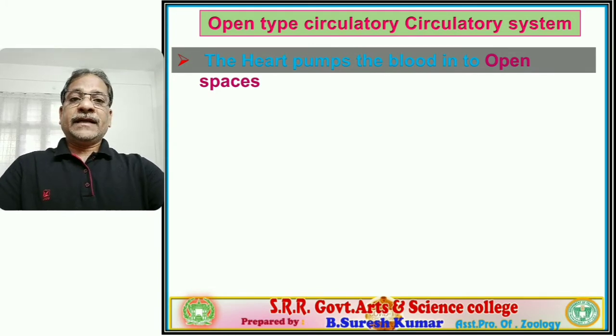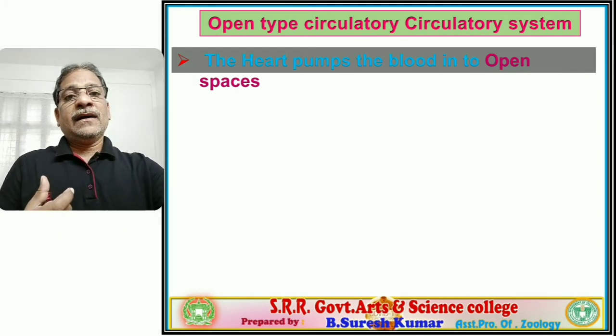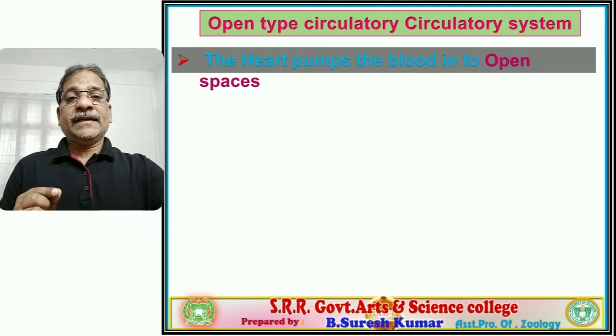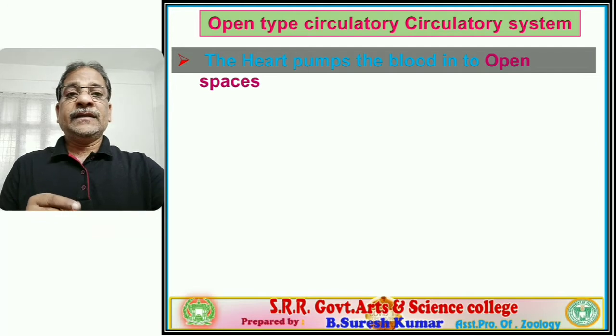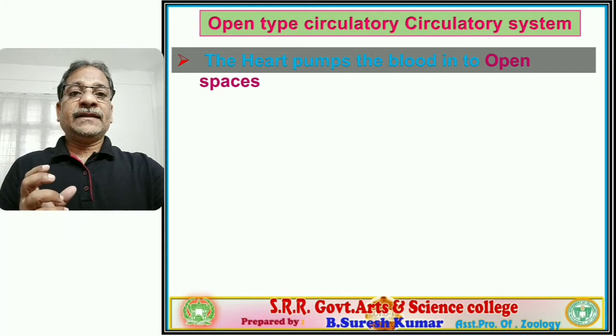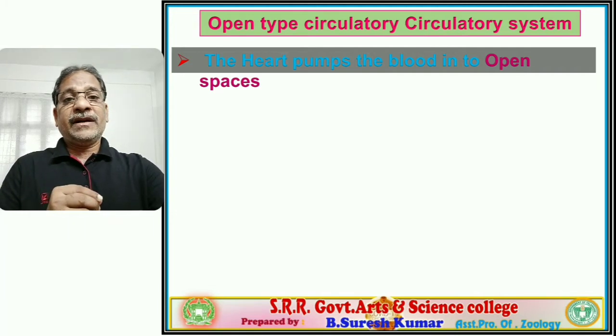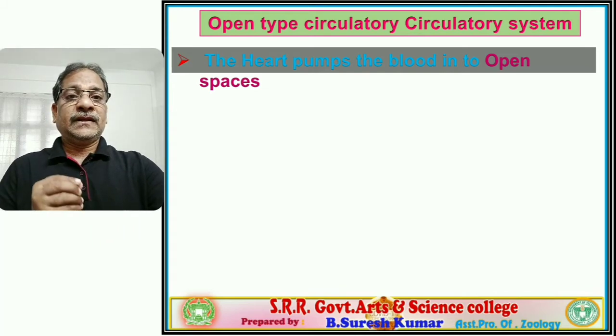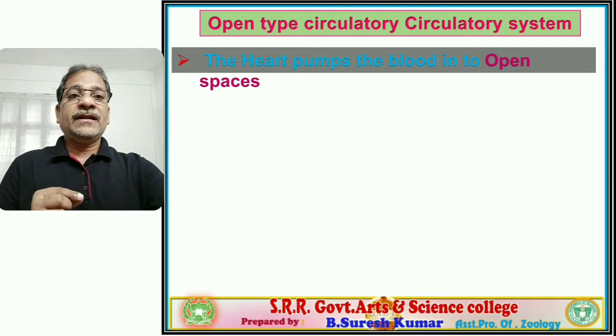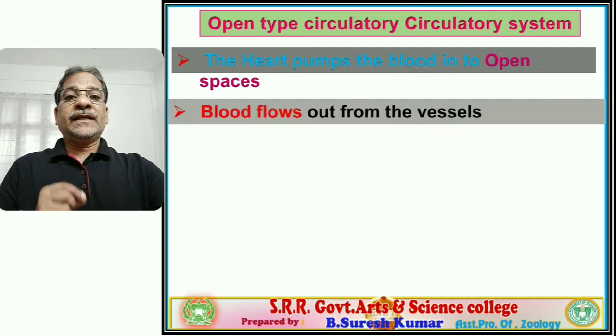Next, in the open type of circulatory system, the heart pumps the blood into empty spaces, open spaces. So in these individuals, inside the body around the gut, an open space remains, the space between the body wall and alimentary canal, called body cavity. That is nothing but coelom. The coelom is split into chambers, spaces. The spaces are called sinuses. So in these individuals, the heart pumps the blood into open spaces in which viscera remain.